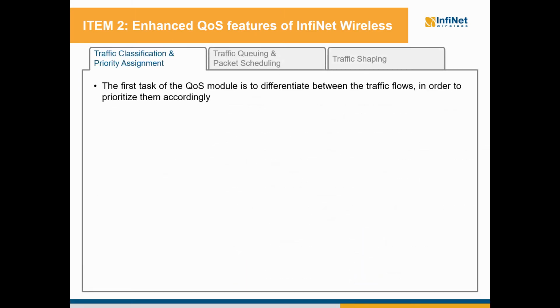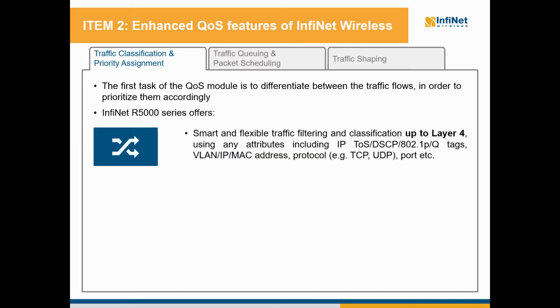The first task of the QoS module is to differentiate between the traffic flows in order to prioritize them accordingly. So, in terms of traffic classification and priority assignment, the Infinet Wireless R5000 devices offer smart and flexible traffic filtering and classification up to layer 4 using any attributes including IP TOS, DSCP, .1p or Q tags, VLAN, IP, MAC address, protocols like TCP, UDP, ports, etc.